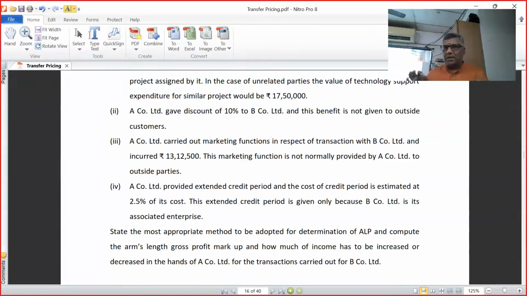Cost plus method, because of direct and indirect cost. Okay. Is this export of services or sale of goods? And compute the ALP, gross profit margin, and how much the income has to be increased or decreased for the transaction.